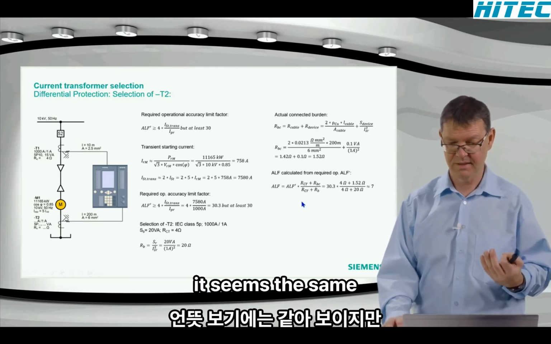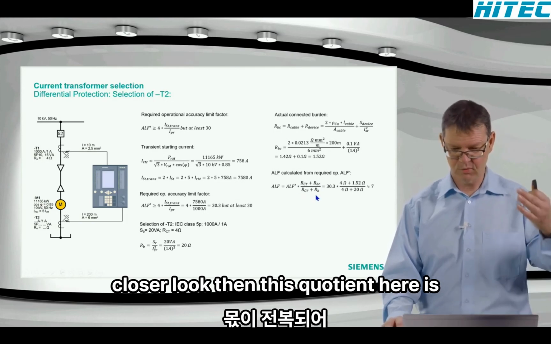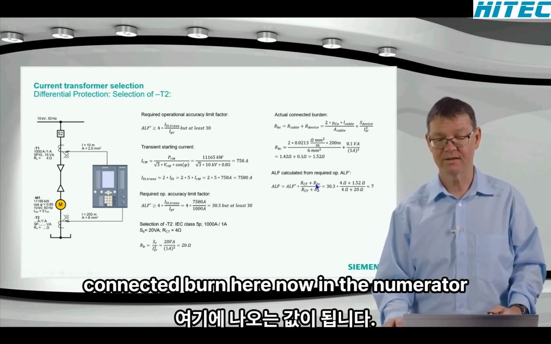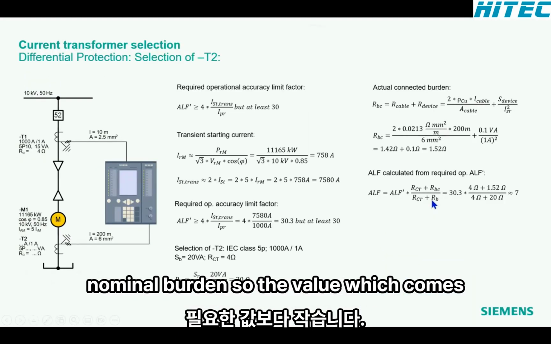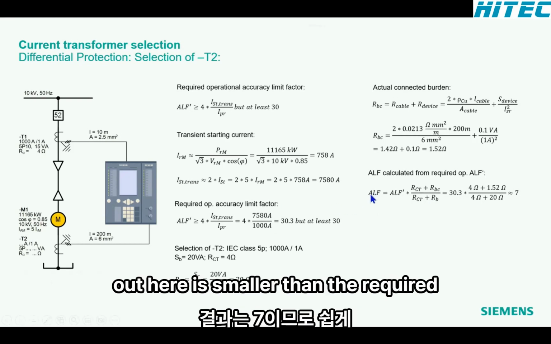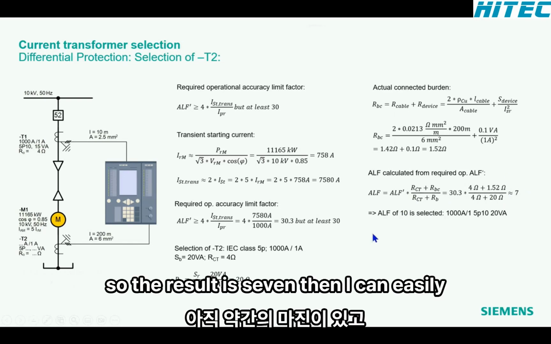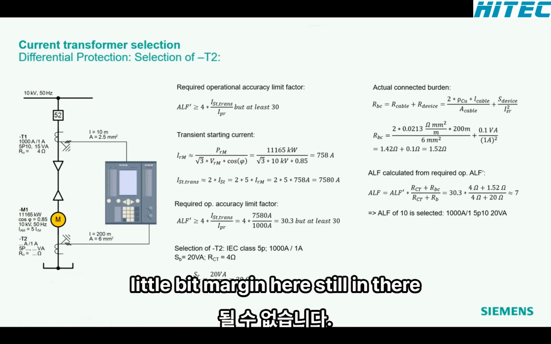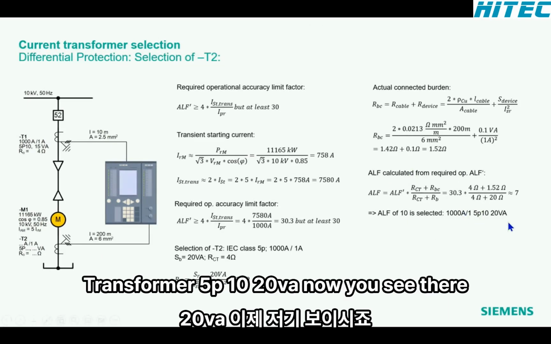It seems the same at the first glance, but if you have a closer look, then this quotient here is just capsized. So I have the connected burden here now in the numerator, and here in the denominator I have the nominal burden. So the value which comes out here is smaller than the required value, because we have again this underburdening. So the result is 7. Then I can easily say, okay, let's take 10. So I have a little bit of margin here still in there. And then I come to a 1000 amp to 1 amp current transformer, 5P10, 20 VA.